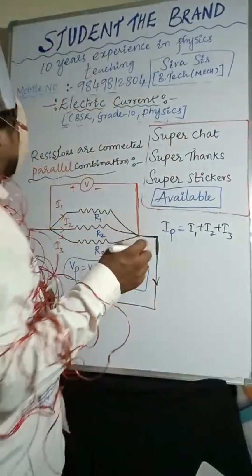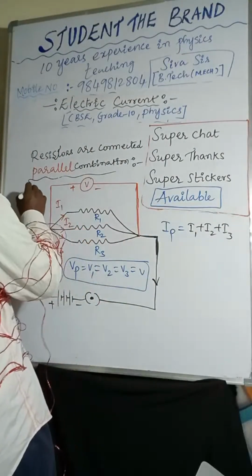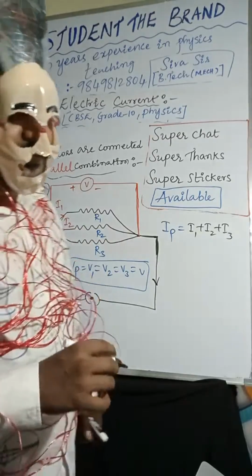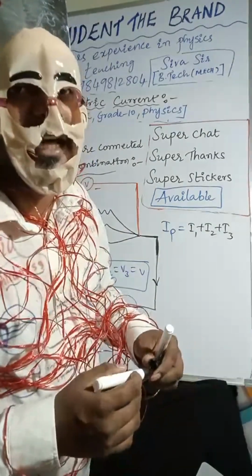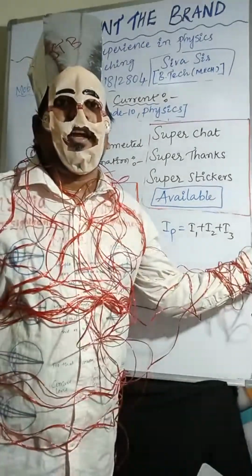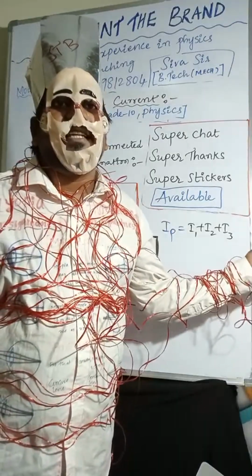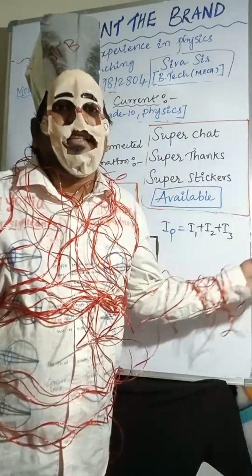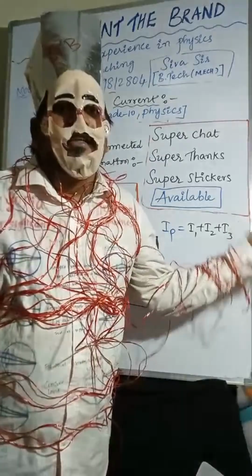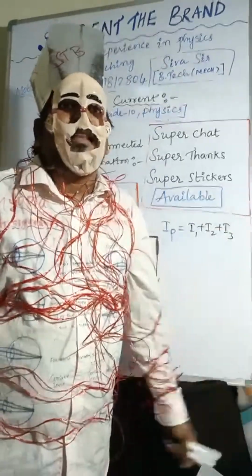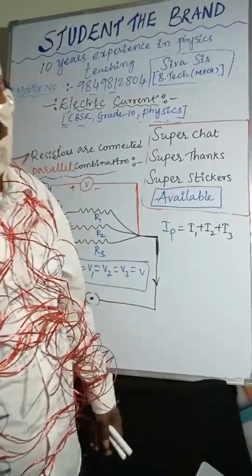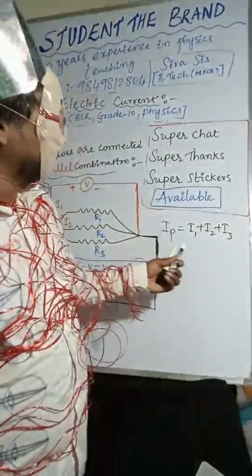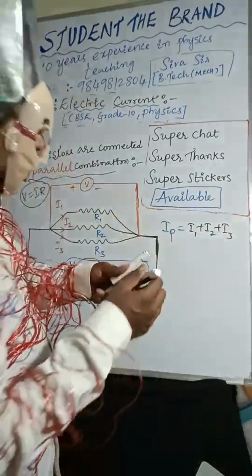That's why I'm considering Ohm's law, V equal to IR. The potential difference across the ends of a given metallic conductor is directly proportional to the current flowing through it. That is Ohm's law, V equal to IR. So from that, V by I equal to V by Rp.